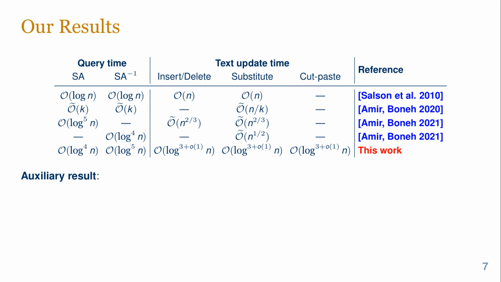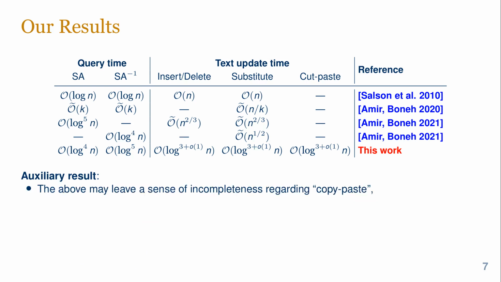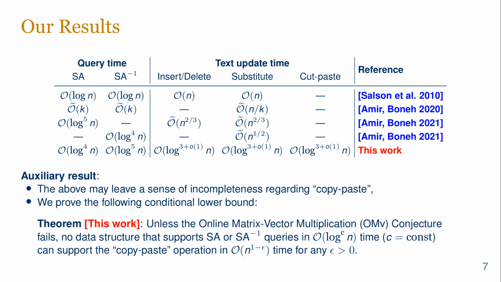We also present the following auxiliary result. The above situation, in which we can efficiently perform various updates on the text, including cut-paste operation, may leave a sense of incompleteness regarding the operation copy-paste, which appears to only be a slight variation on the cut-paste. We show that, despite this similarity, supporting this operation in the dynamic setting is most likely very costly.